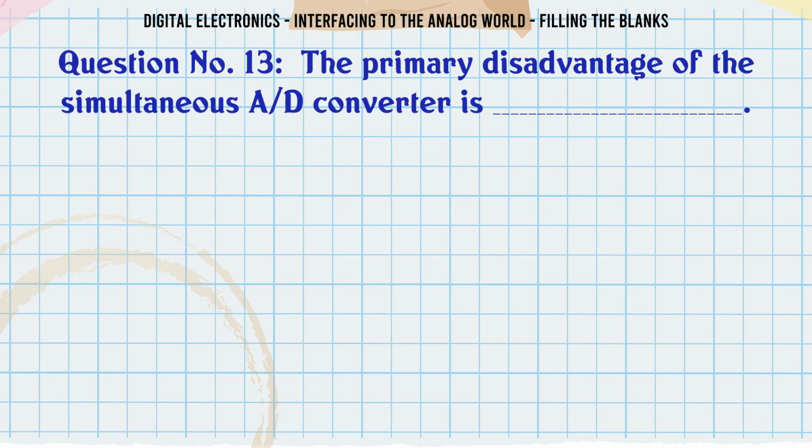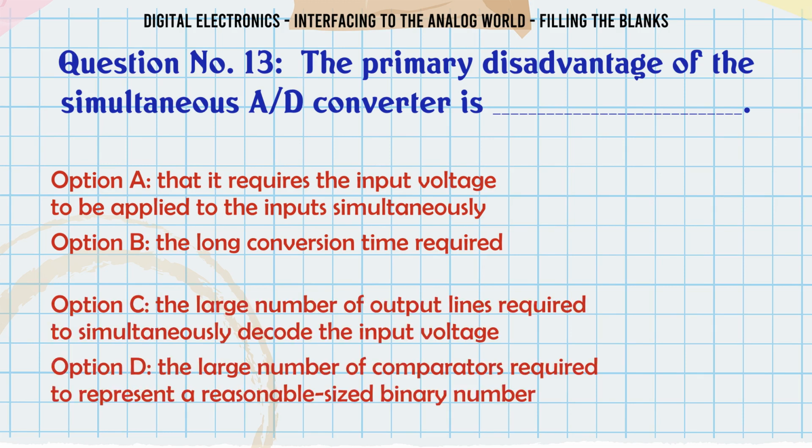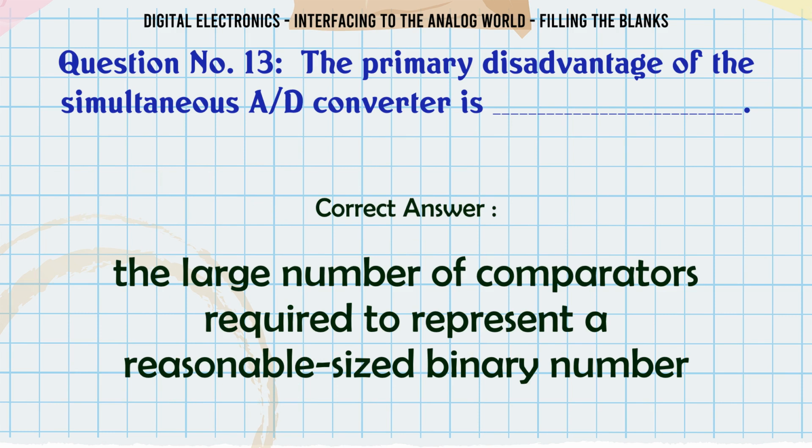The primary disadvantage of the simultaneous AD converter is: A. that it requires the input voltage to be applied to the inputs simultaneously, B. the long conversion time required, C. the large number of output lines required to simultaneously decode the input voltage, D. the large number of comparators required to represent a reasonable sized binary number. The correct answer is the large number of comparators required to represent a reasonable sized binary number.